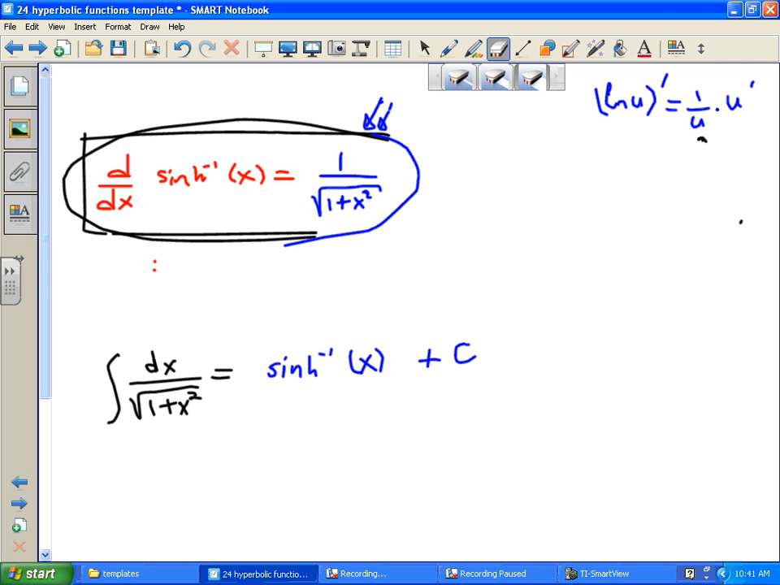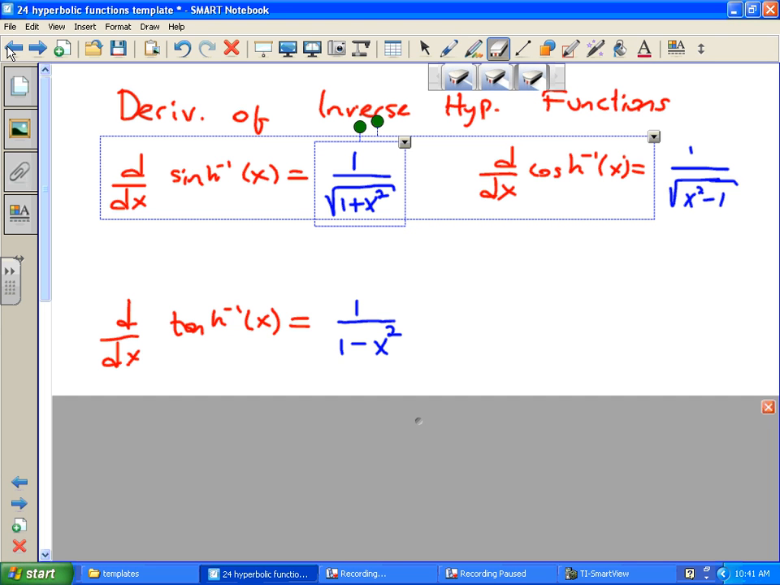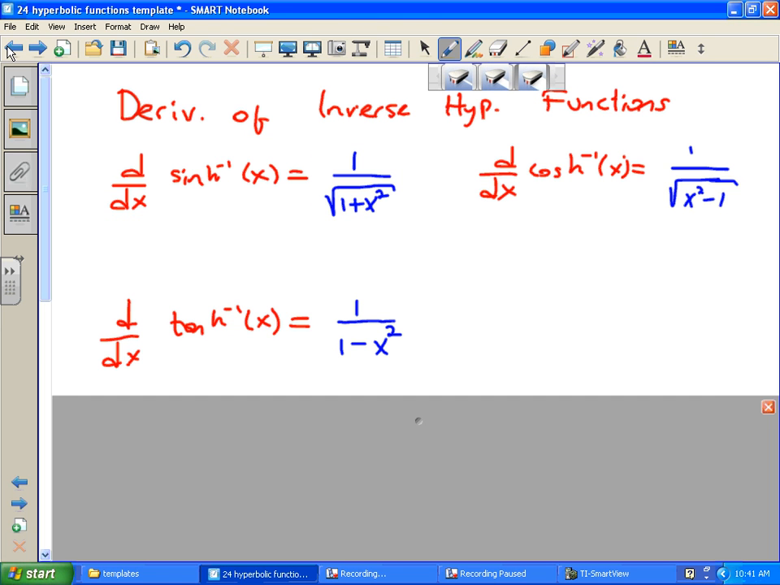Okay, going back to those three formulas. I only proved one of them. I'm not going to prove the other ones. I don't need to confuse you any more than I have to today. So these are the three derivatives. With these three derivatives, do you know the answers for three integrals? If I integrate this, you know what the answer will be, right? The answer will be that. If I integrate this, the answer will be sine hyperbolic. If I integrate this, the answer will be cosine hyperbolic.